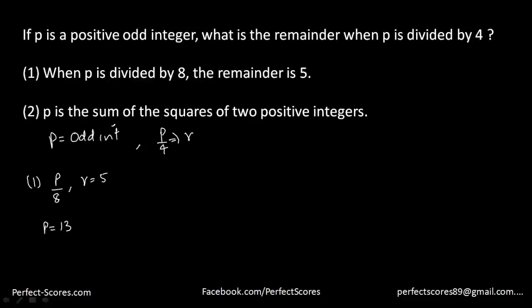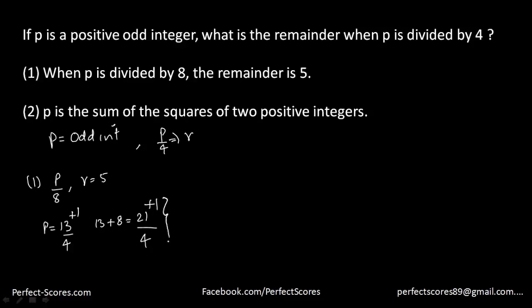13 divided by 8 is going to give you 5 remainder, and 13 divided by 4 is going to give you 1 remainder, right? Let's see another number. Another number is going to be 13 plus 8, isn't it? That would be equal to 21, right? 21 divided by 8 will give you 5 remainder, but 21 divided by 4 will give you 1 remainder.